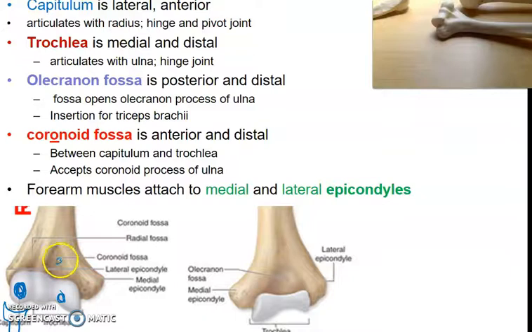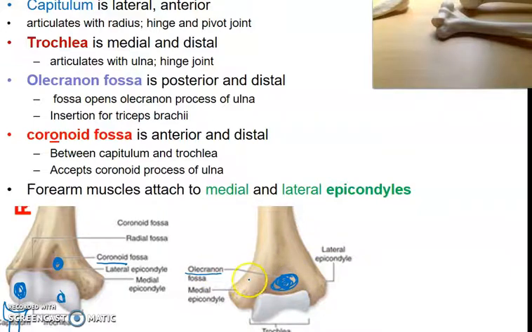Now there's a fossa right there. That is called the coronoid fossa. Again, my promise was coronoid and coracoid are not going to be anywhere near each other on the test in a question. And on the posterior surface, we have the olecranon fossa. The coronoid process of the ulna goes in here when you're flexed. The olecranon process of the ulna goes in here while you are extending.